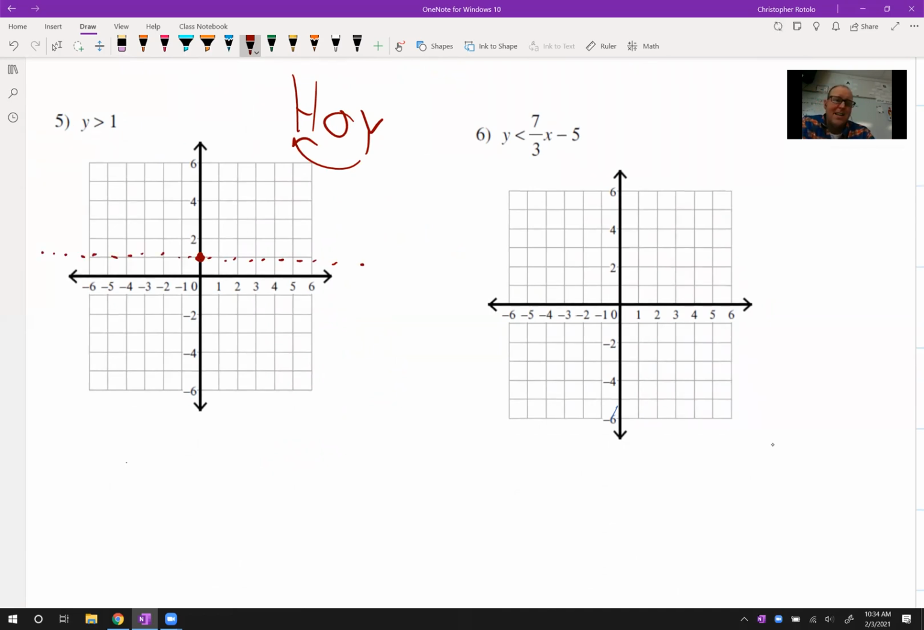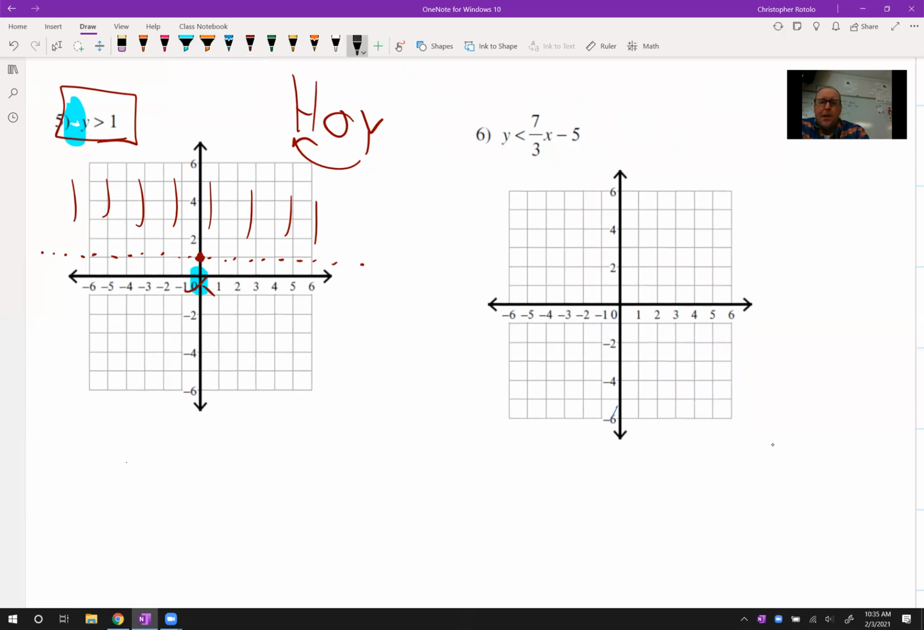Now I'm not going to test it. Well, I could. I can still test. I can test 0. So is 0 greater than 1? No. So we're going to shade the top. So now that we know it's a horizontal line, y is greater than 1, right? Greater than it are the things above it. That makes more sense. When we talk about vertical and horizontal lines, we can deal with it just that way.